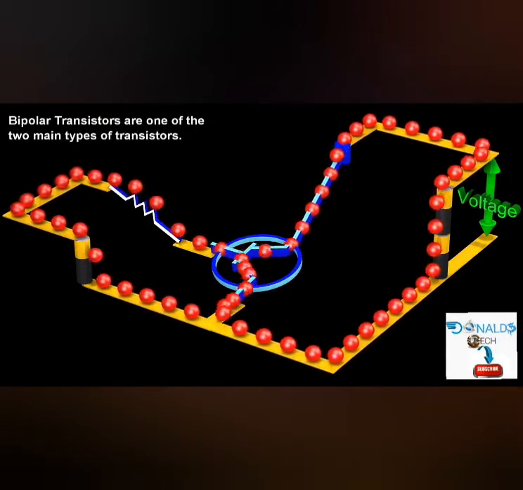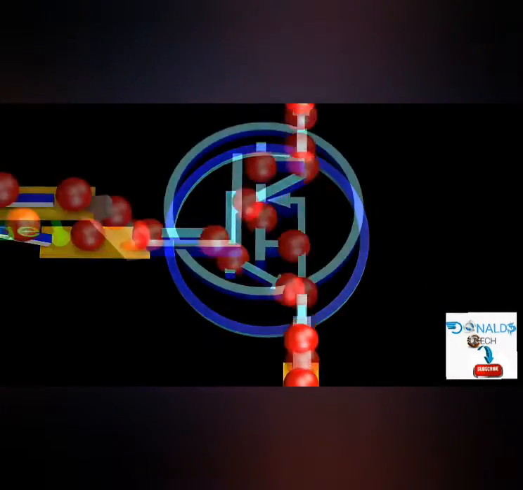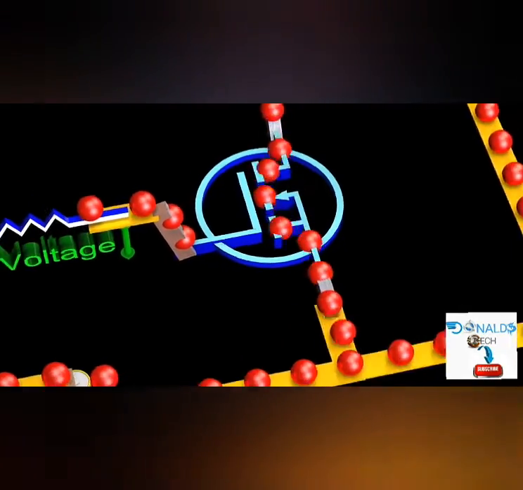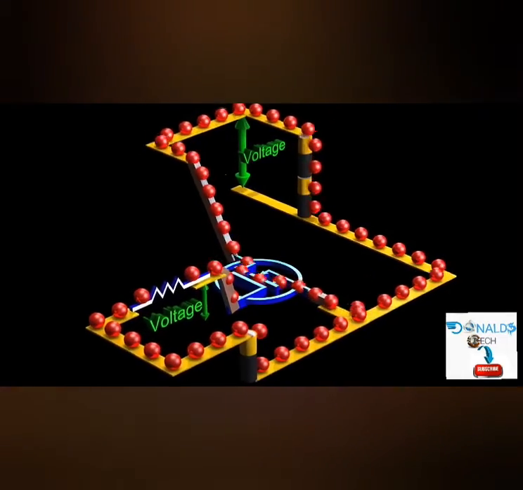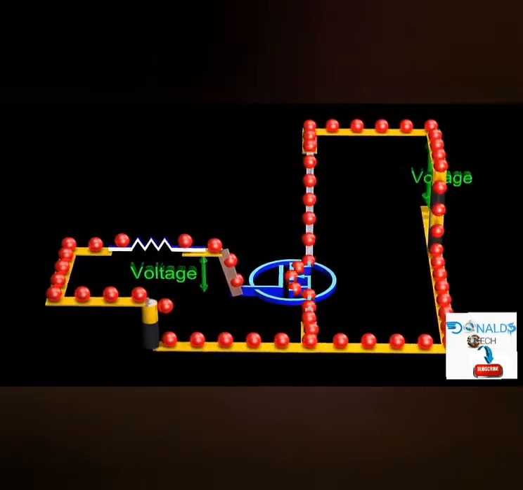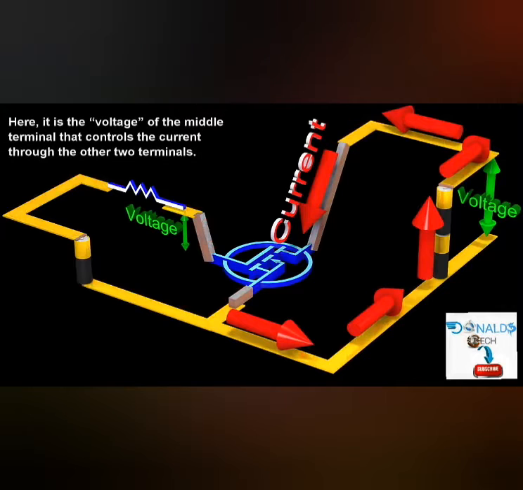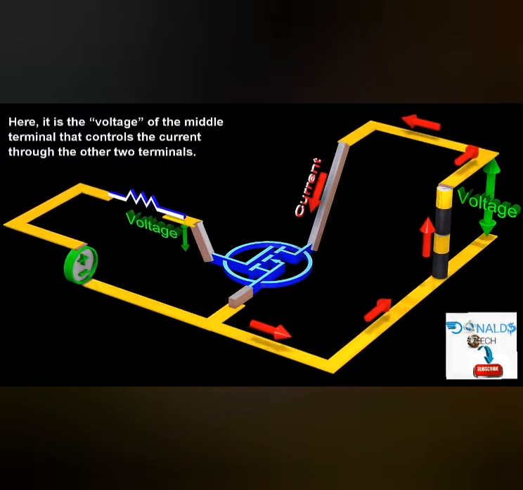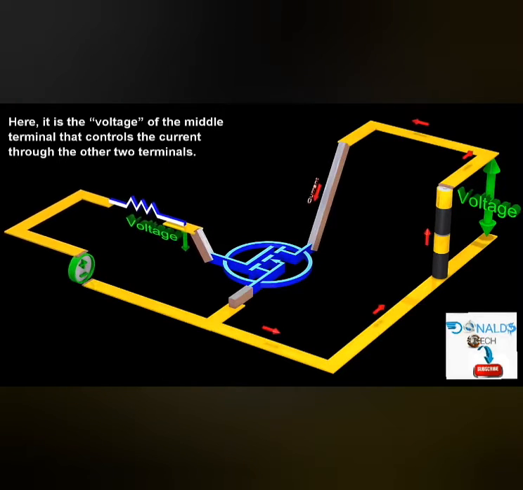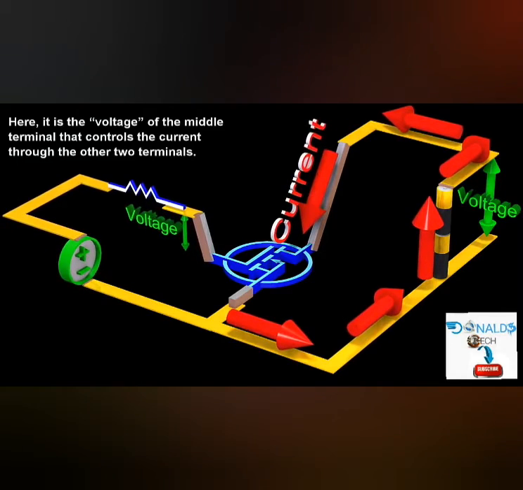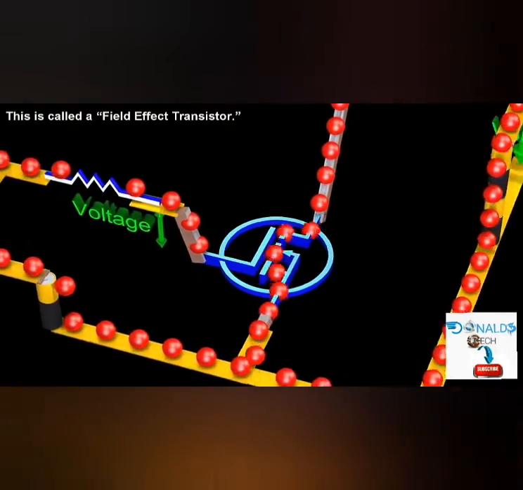Bipolar transistors are one of the two main types of transistors. In this other type of transistor, the middle terminal does not have any current passing through it during steady-state conditions. Here, it's the voltage of the middle terminal that controls the current through the other two terminals. This is called a field effect transistor.